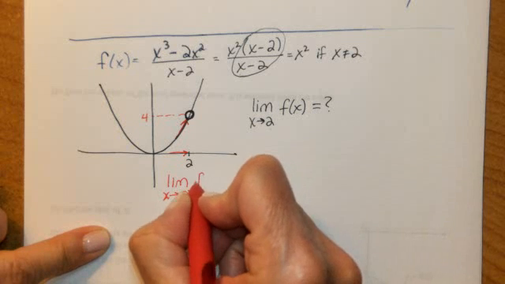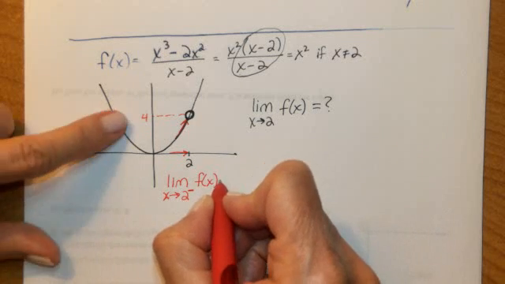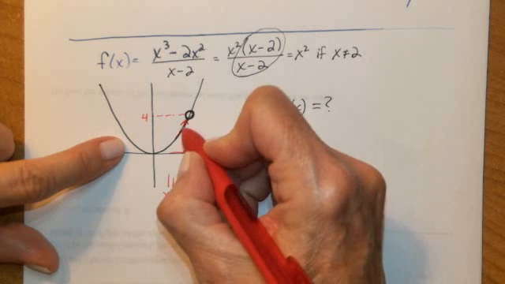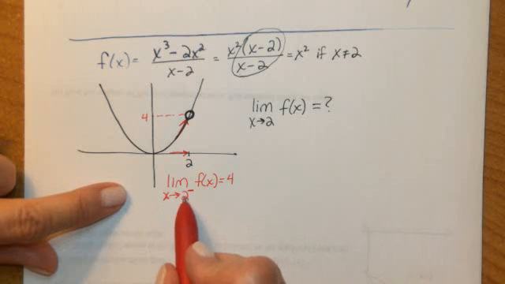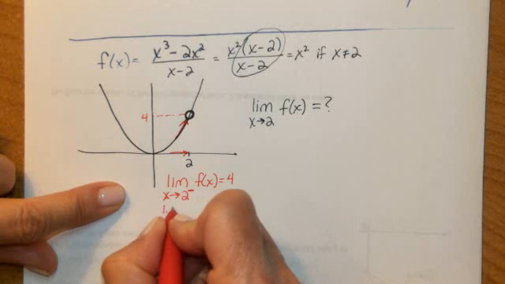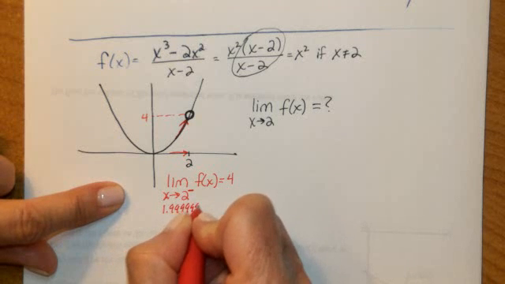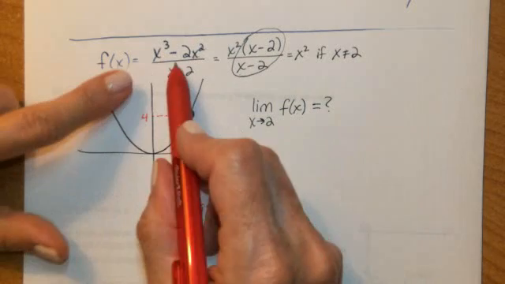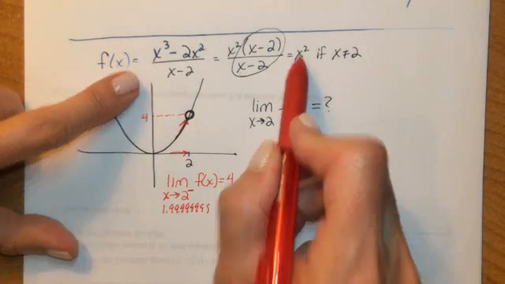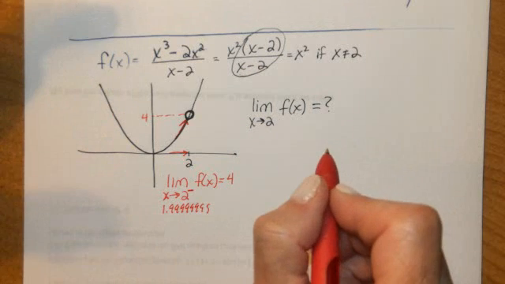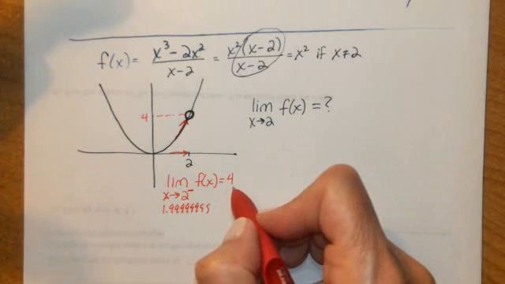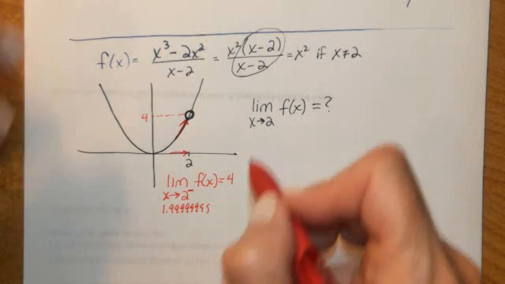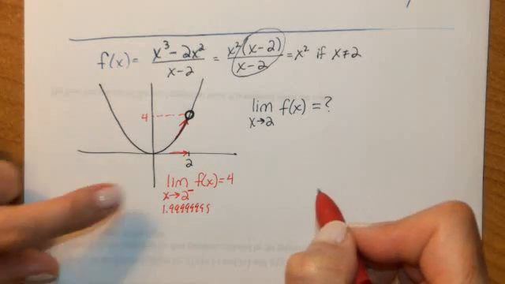Of our function. And that limit from the left is equal to 4, because the y value as x approaches 2 from the left, let's say we put 1.9999999 in for x, what would that be? Well, that would be very, very close to 4. It would be 3.999999999, so very, very close to 4. The intended height is 4.